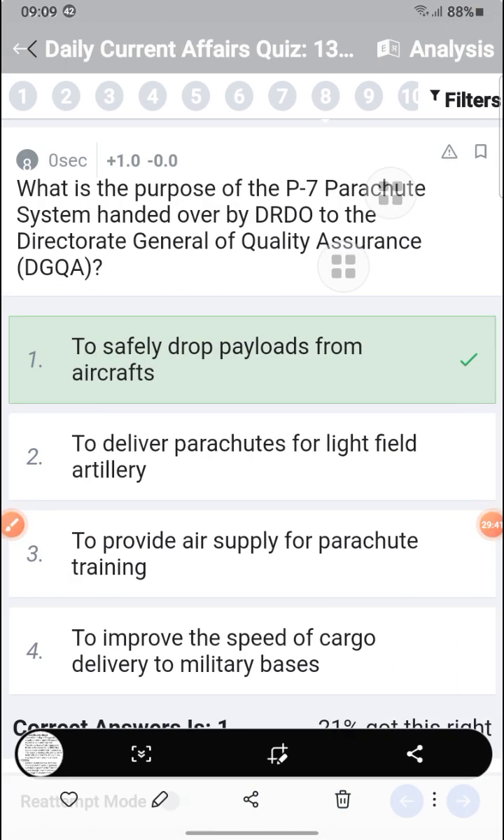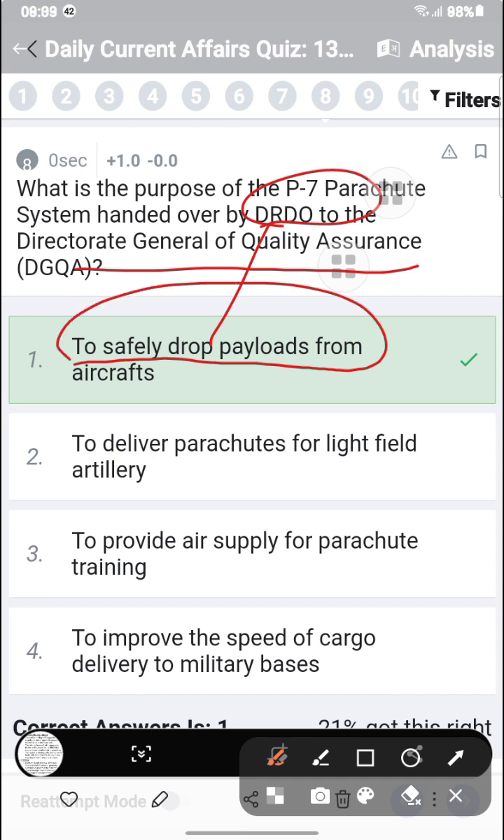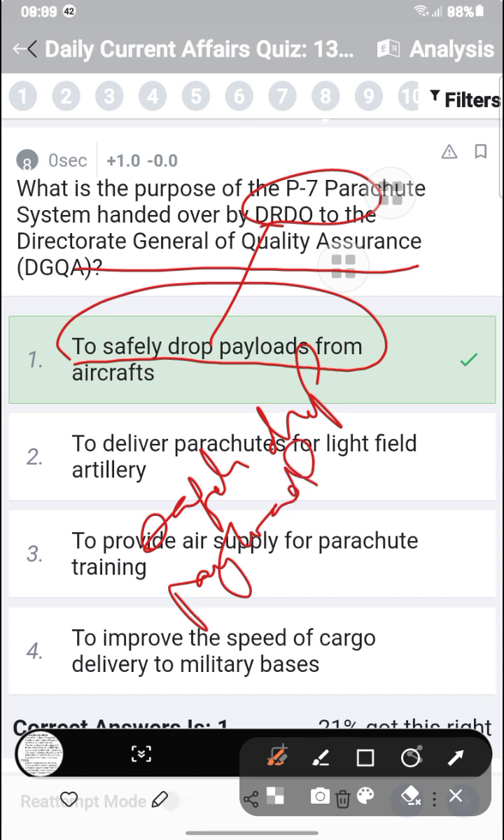So now, what is the purpose of the P7 parachute system and DRDO's Director General of Quality Assurance? That was to safely drop payloads from the aircraft.